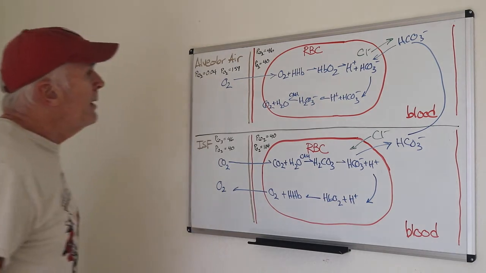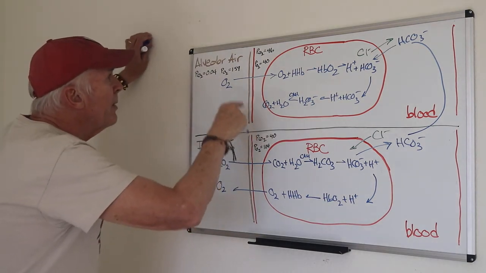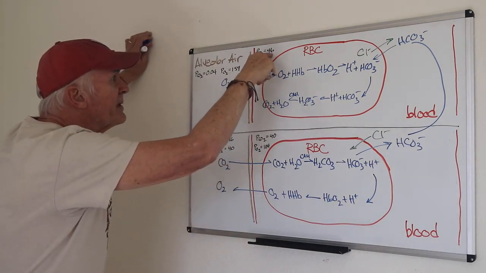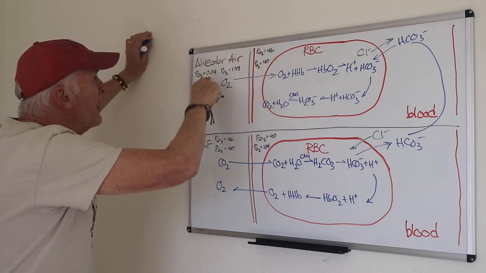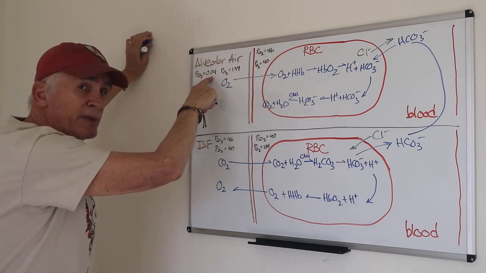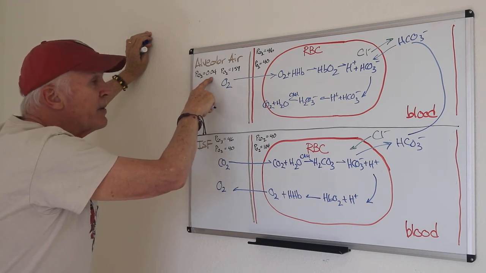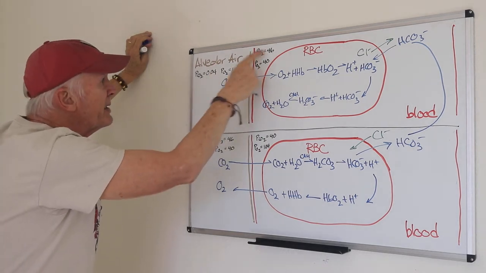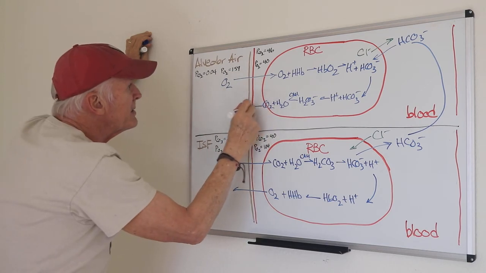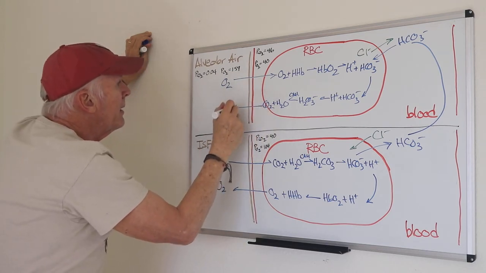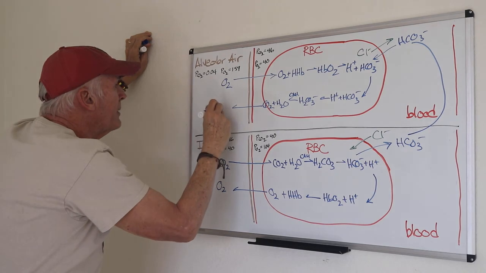All right? And let's look at the partial pressures. Partial pressure of CO2 here in the blood is 46. Partial pressure out here in atmospheric air is incredibly low, 0.04. So once again, which way do gases always go? From high pressure to low. So which way is the gas going to go? It's going to go this way, all right? And we end up with CO2 out here.